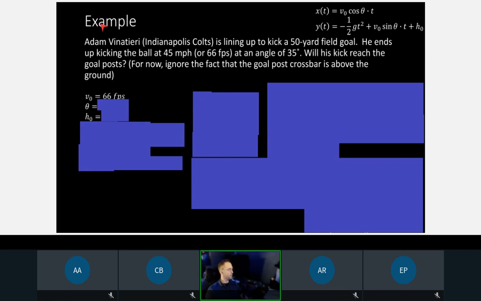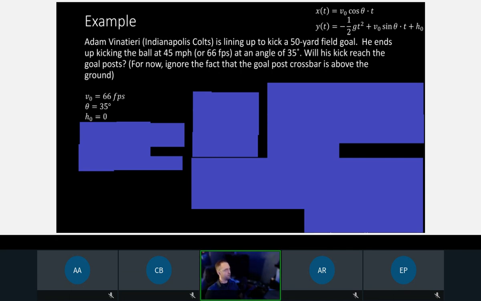All right. What is the angle? 35 degrees. Yep. What is our starting height? 0. Yep. It's kicked off the ground, right? All right. What else are we given in this problem? So the length of the attempt, yeah. The ball has to go 50 yards, right? So yep, we're given 50 yards.